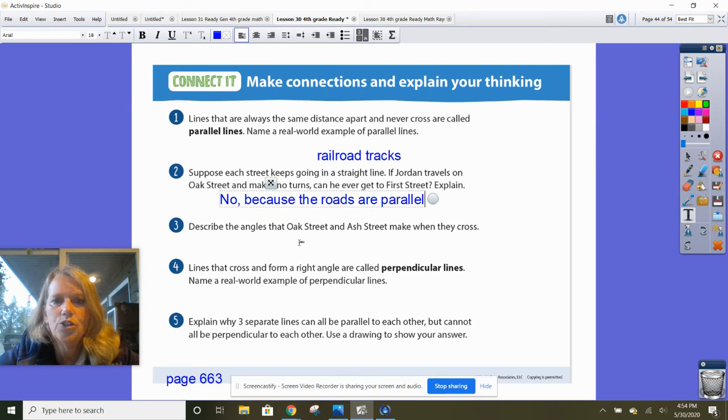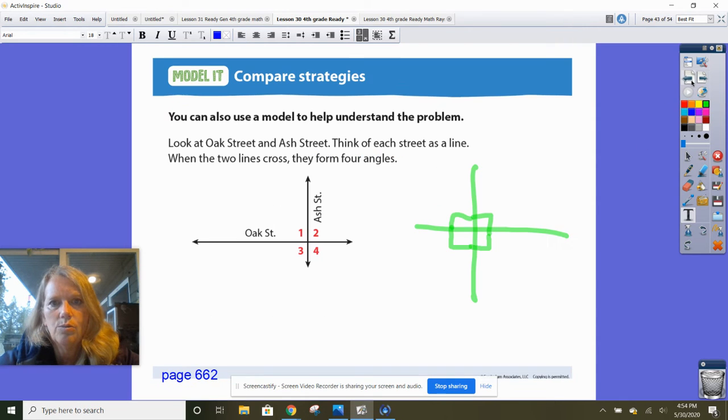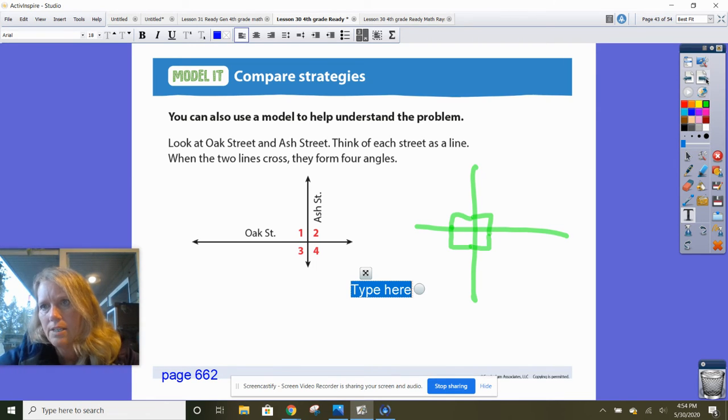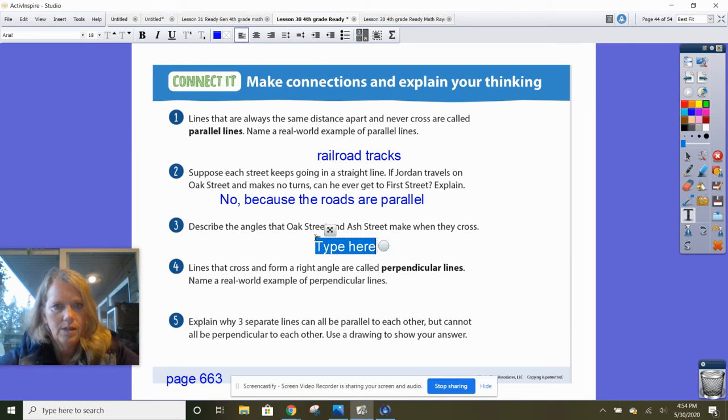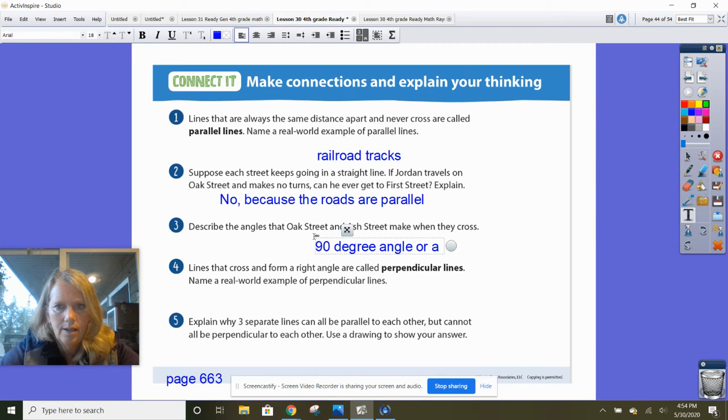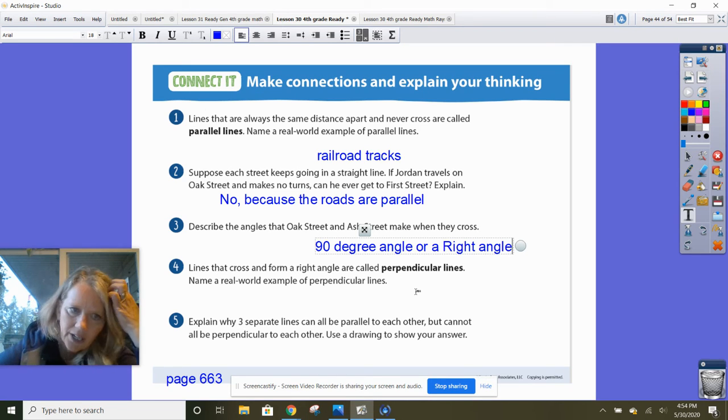Describe the angles that Oak Street and Ash Street make when they cross. Oak and Ash. Is that the ones that go perpendicular? Yeah. So describing that angle, that one you knew. They make a 90-degree angle, or a right angle. Lines that cross and form a right angle are called perpendicular lines.